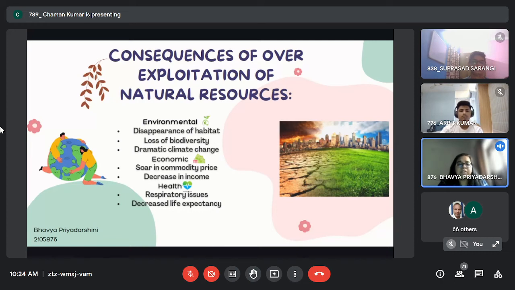And the health effects are: if we do not take care of the forests, there will be fewer CO2 sinks and therefore more air pollution. According to the World Health Organization, 9 out of 10 people worldwide breathe air with high levels of pollutants, and 7 million people die each year. Air pollution thus results in respiratory issues and decreased life expectancy.